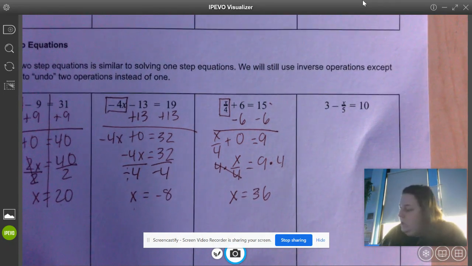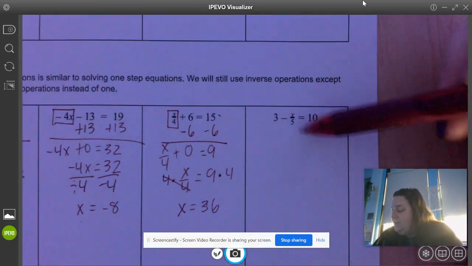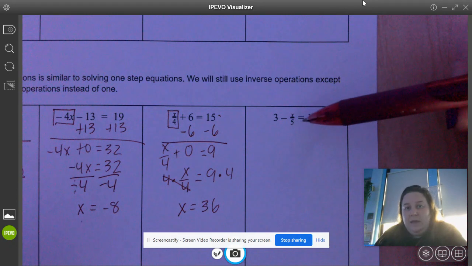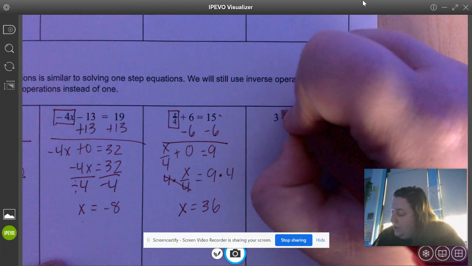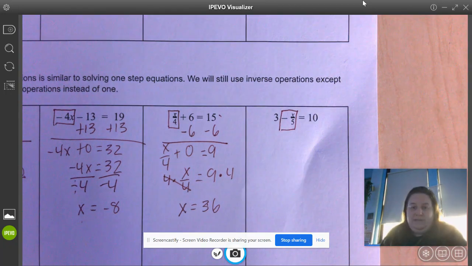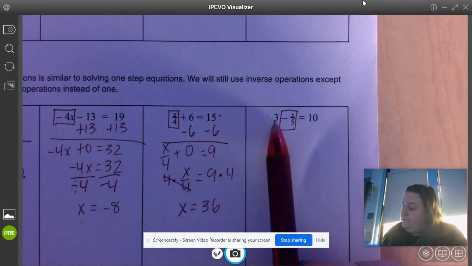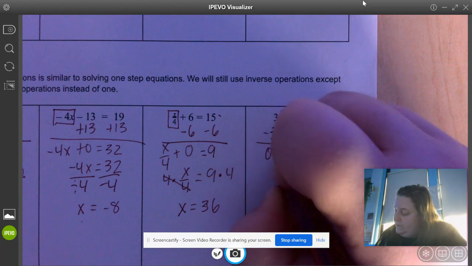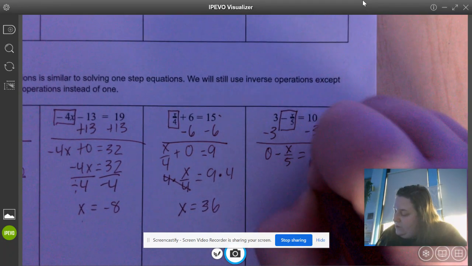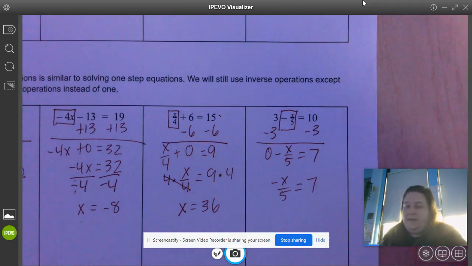All right. And my last problem. Now, you're going to notice that x over 5 is coming second in the equation. And that's not a problem. But you always need to make sure you take the sign in front of your term. So I'm going to box that negative sign, or subtraction sign, with my variable term. Since there's nothing in front of this 3, we assume it's a positive. So the opposite would be to subtract. So this leaves me with 0 minus x over 5 equals 7, or negative x over 5 equals 7.